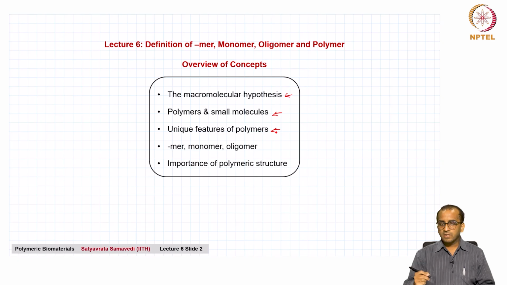And then we will specifically look at some unique features of polymers that make them distinctively different from small molecules, and then we will discuss the definitions of mer, monomer, oligomer and of course polymer, and then end with a discussion on the importance of polymeric structure.